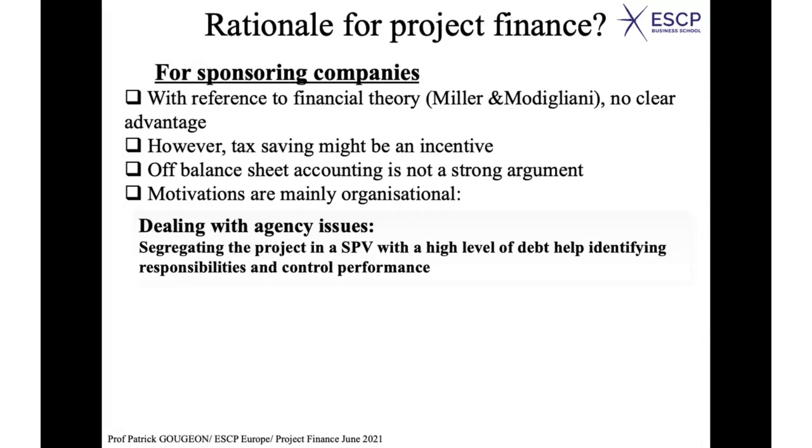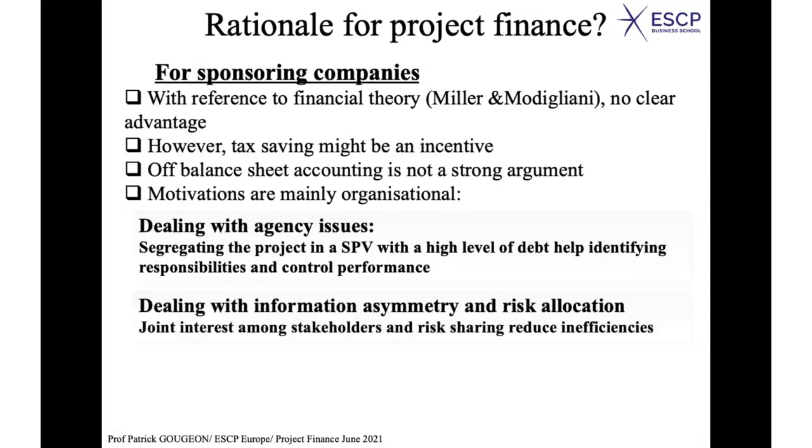Dealing with information asymmetry and risk allocation. Risk allocation is a particularly important point here, because if you want to have a high level of debt, as we said, you need to reduce the risk. If you have this SPV, you may build a kind of joint interest among all stakeholders. And as we said, you can share the risk and allocate the risk to the different participants depending on the type of risk they are familiar with.